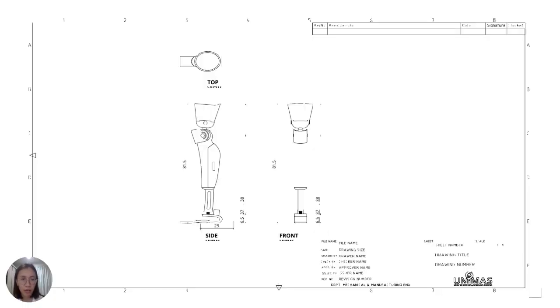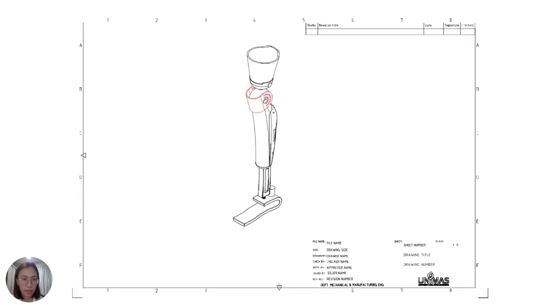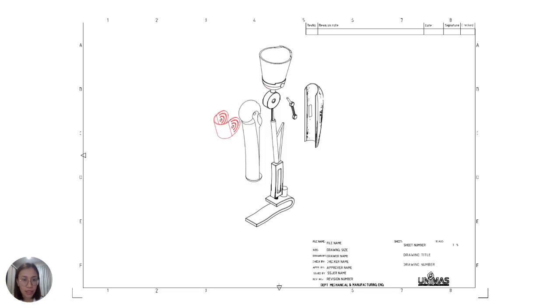So this is our final product. This is the isometric view, the 2D drawing, top view, side view, and front view. And this is the 3D drawing of the final product. And this is the exploded view.